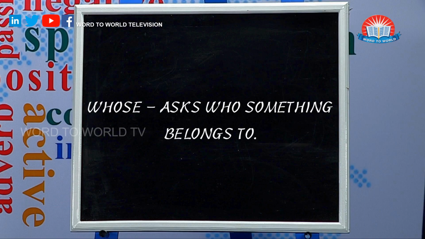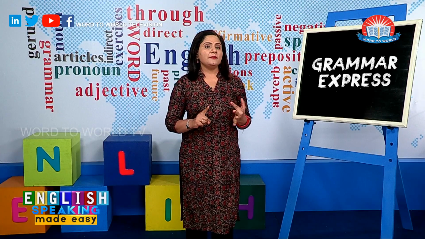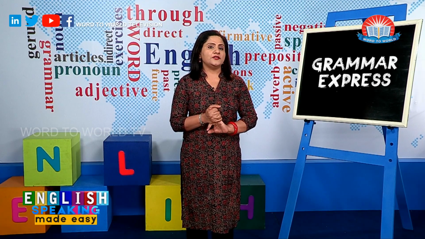So, which, what, and the third one is whose. This asks who something belongs to. Okay? So, whose car is this? Whose daughter are you? Like that. So, these three are called interrogative adjectives. Remember, only these three are adjectives.